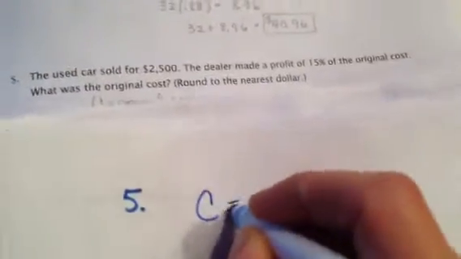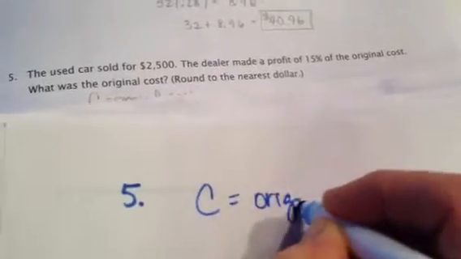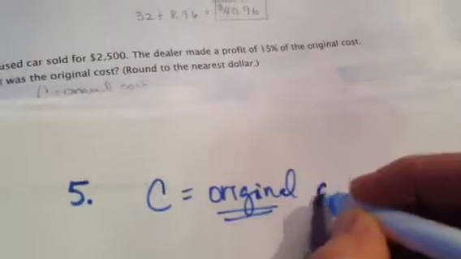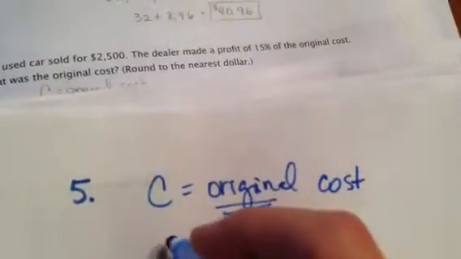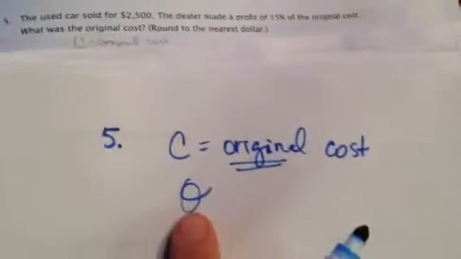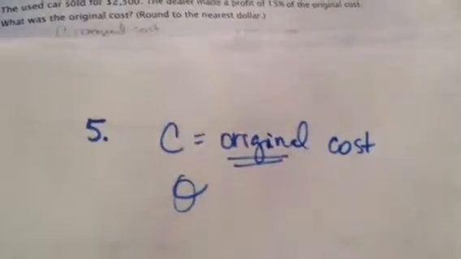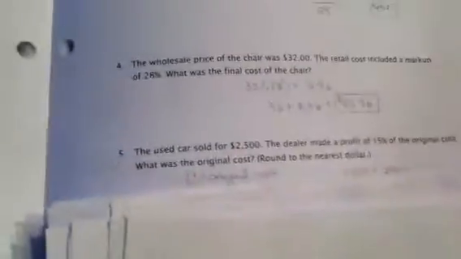You could use C to stand for the original cost. I wouldn't use the letter O for original, just because the letter O is going to look like 0. If you're going to use the letter O, then make it a cursive O or something like that. But pick a letter, a variable, and let it stand for whatever it is you're looking for.